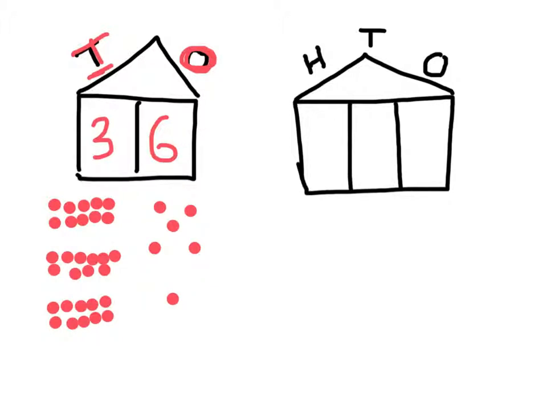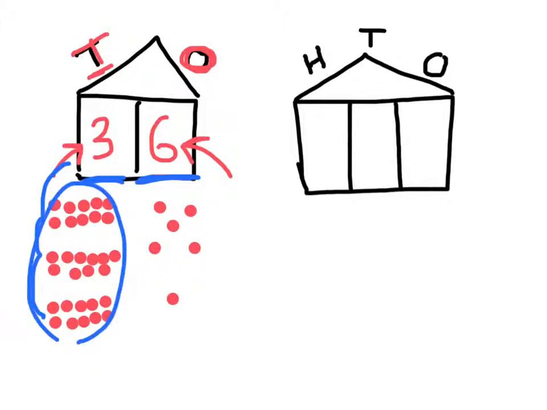So we can tell very quickly that the 3 in 36 is worth way more than the 6 in 36. Even though you might think that 6 is a bigger number, when 3 is in this place value house, it's not worth 3 anymore, it's actually worth 30, which are what these 30 down here are. Okay, so we need to be able to separate the tens from the ones.